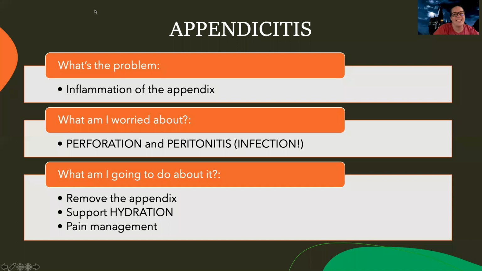So let's talk about appendicitis. Appendicitis is an inflammation of the appendix. My biggest concern with this is that it's going to perforate and they're going to get peritonitis, which is that infection, sepsis, a very, very deadly process. So, the most common thing that's done for appendicitis, we very rarely just watch it. Nine times out of 10, we're going to remove it.